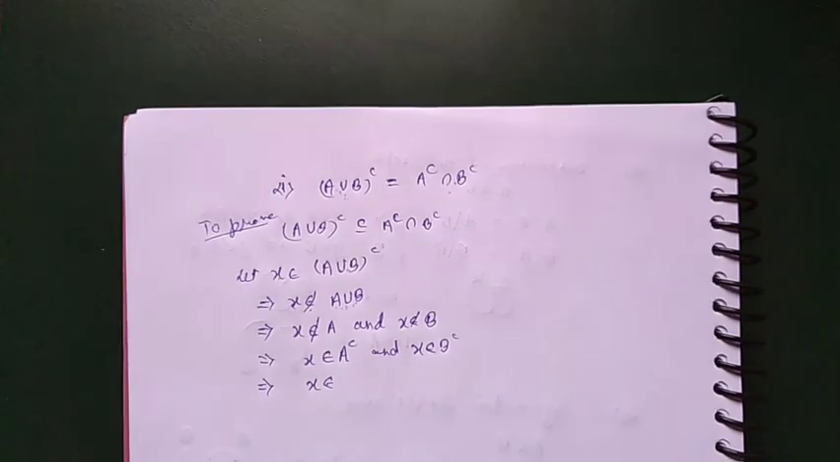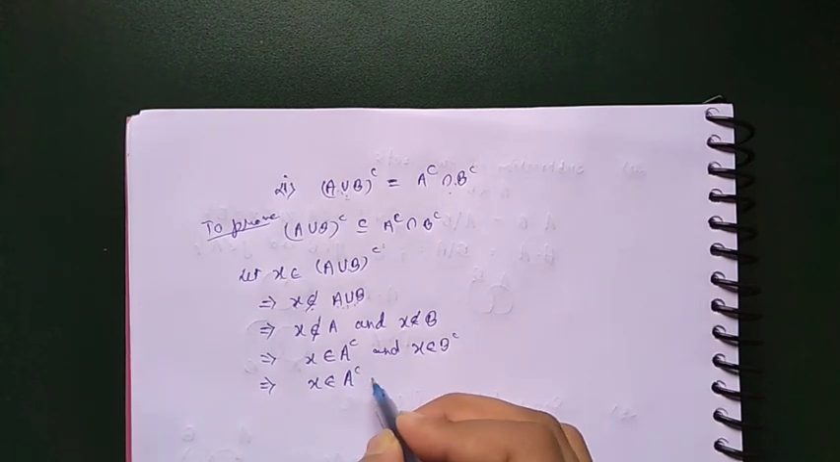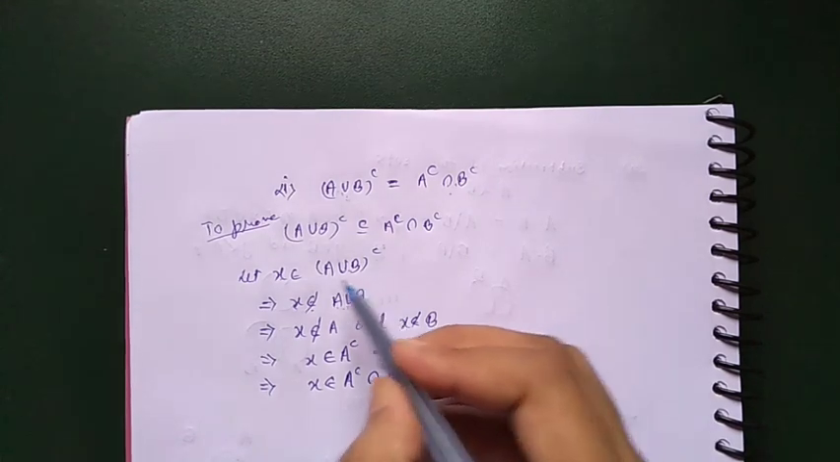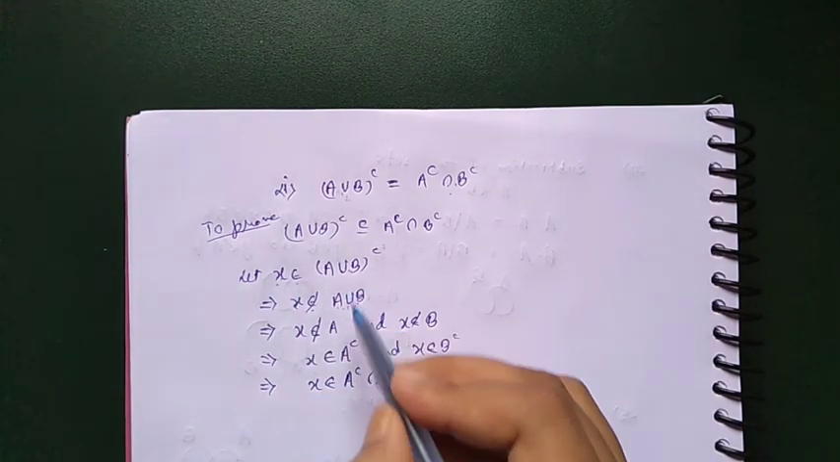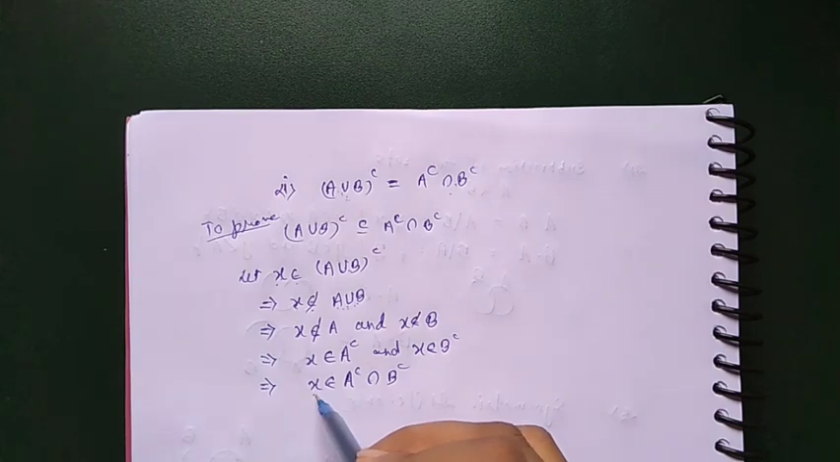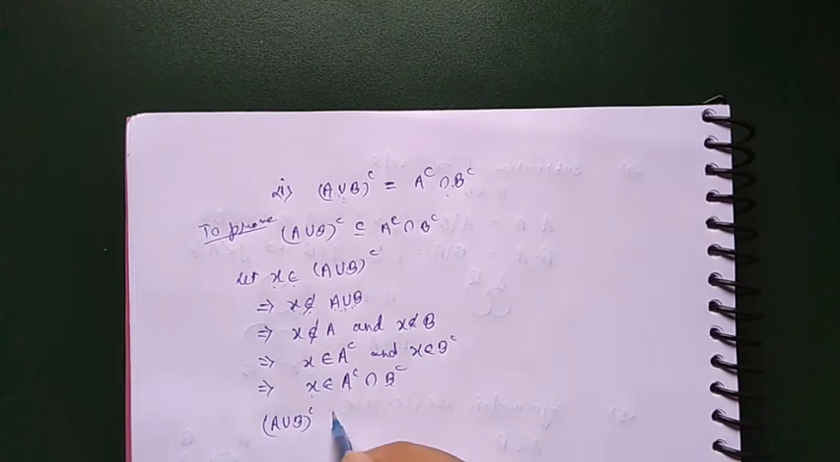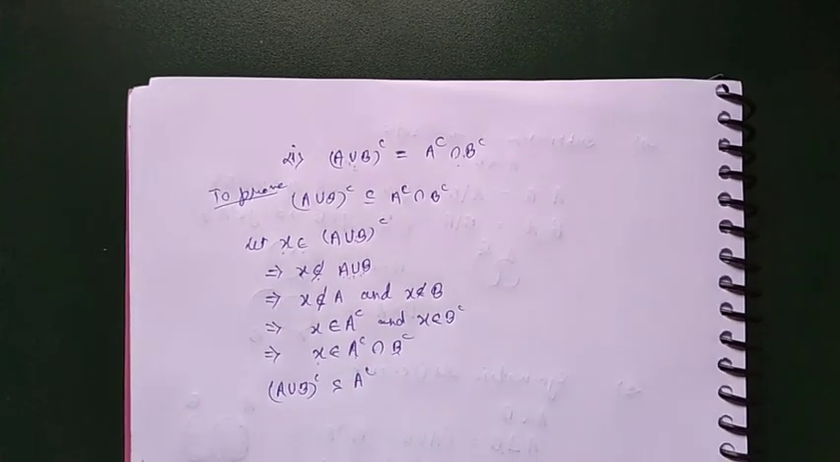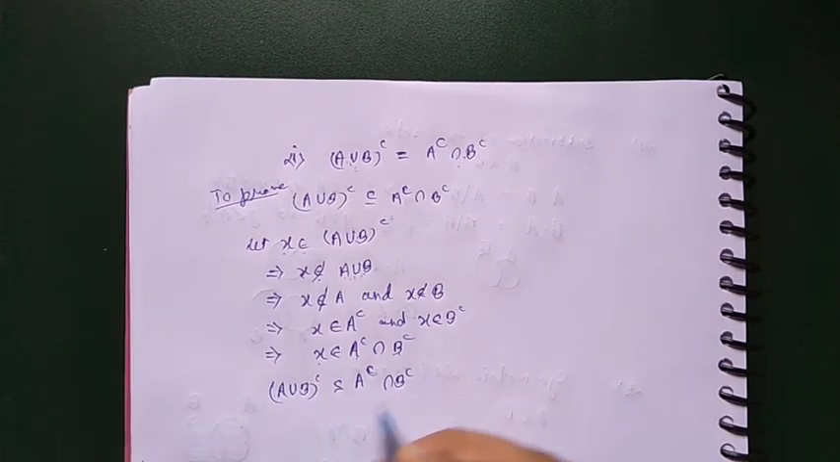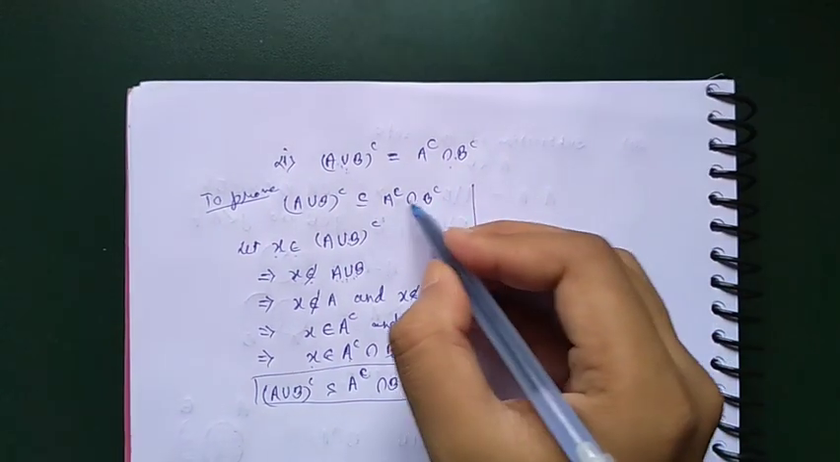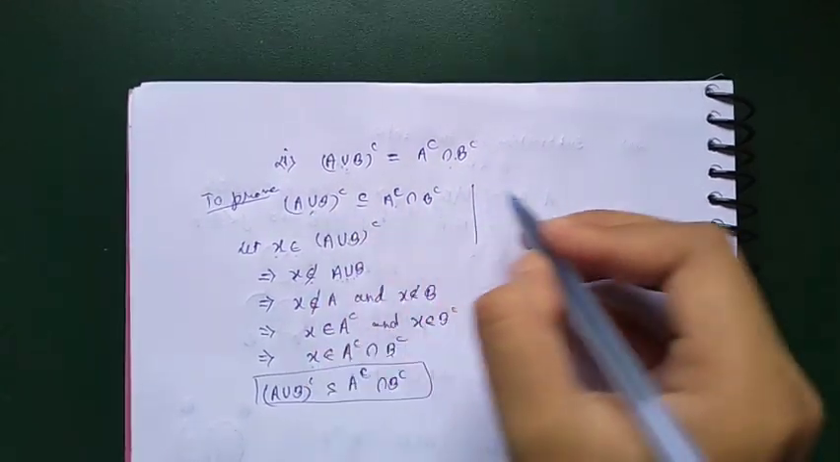So X will belong to A complement intersection B complement. From this, X belongs to this set, and this element X also belongs to this set. So we can easily say that this set is a subset of this set. A union B whole complement is a subset of A complement intersection B complement. Next we will prove that this set is again a subset of this set.